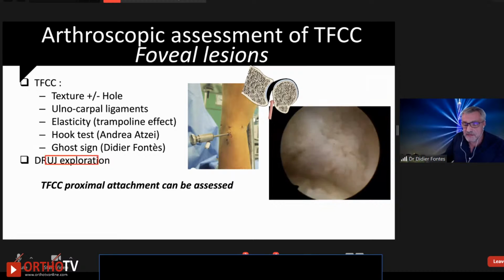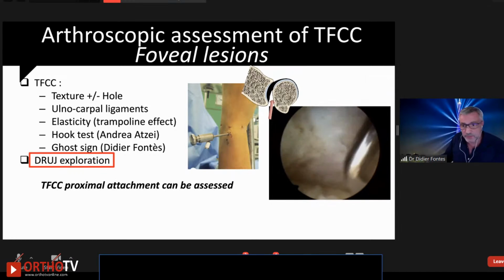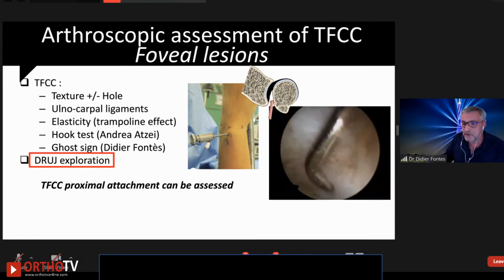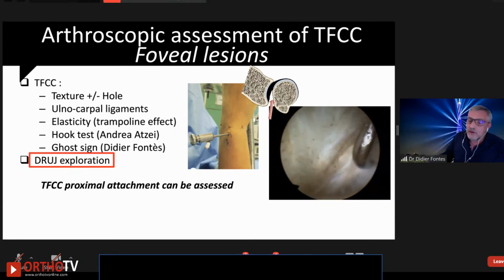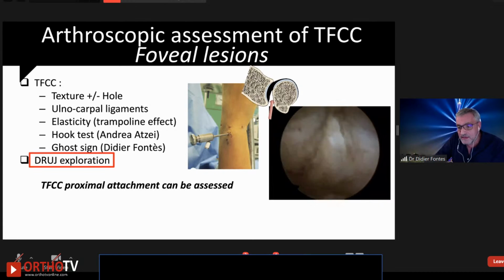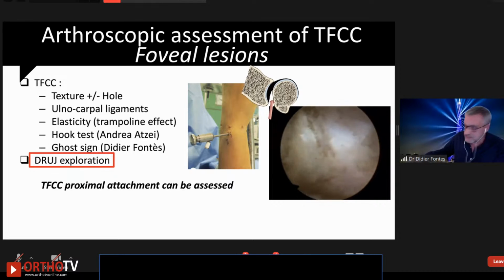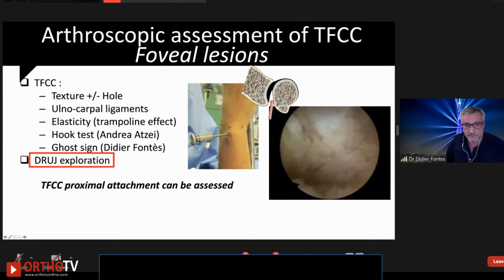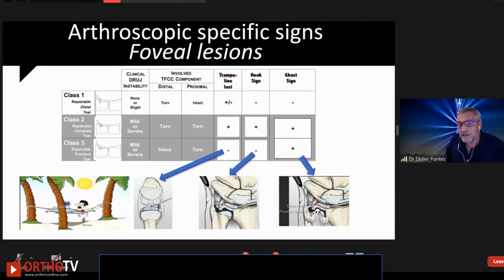But sometimes the exploration is not sufficient, and it is necessary to do a DRUJ exploration. It's not the simplest technique to do, but in case of DRUJ instability, you have a larger space, and you can so easily observe the TFCC foveal attachment of your ligament. So after this exploration, you will have the diagnosis of your type of lesion, and you have a specific arthroscopic semiology, with different signs concerning the different lesions of your ligament.